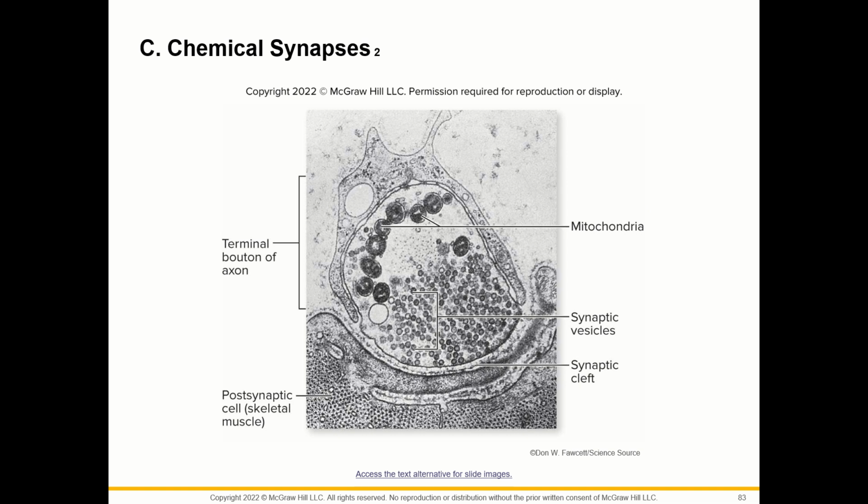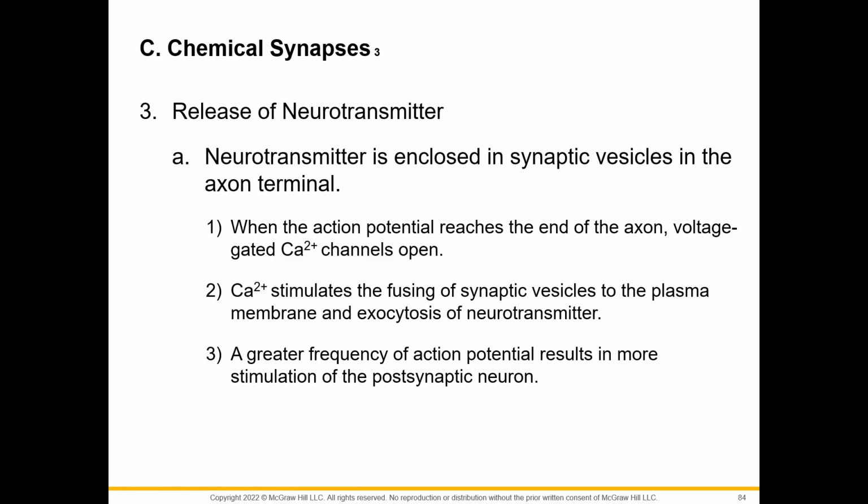This is figure 7.22, and it is an electron micrograph of a chemical synapse. Here's the synaptic cleft, and this will be the terminal bouton, so the axon terminal. We've got synaptic vesicles. Remember, they were walked down there in anterograde fashion by those motor proteins. So scoot, scoot, scoot. And then we have the postsynaptic cell, and in this case, that's going to be skeletal muscle. So this is a neuromuscular junction.